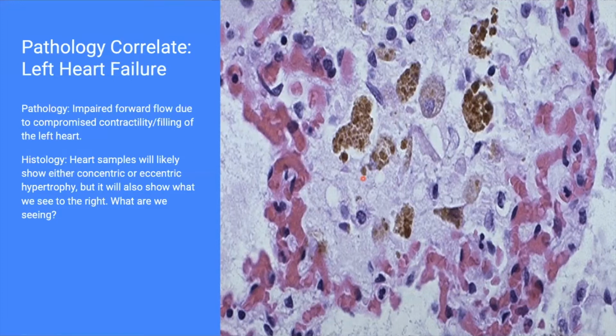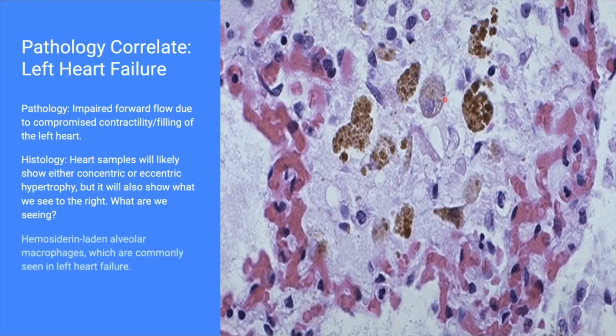But here, what we see on histology are going to be these quote unquote heart failure cells. These are going to be alveolar macrophages filled with hemosiderin. Okay, so hemosiderin-filled alveolar macrophages should start to make you think of heart failure in general, but more specifically, backup of flow into the lungs.